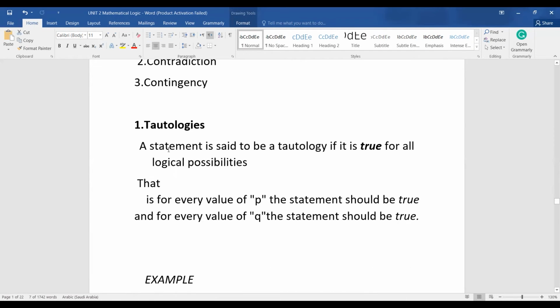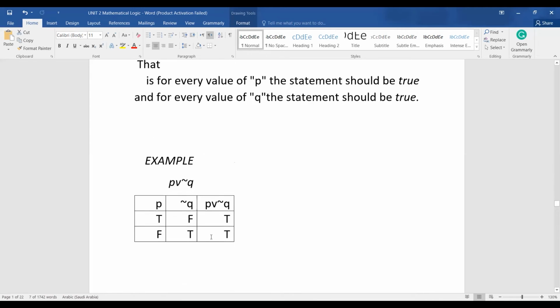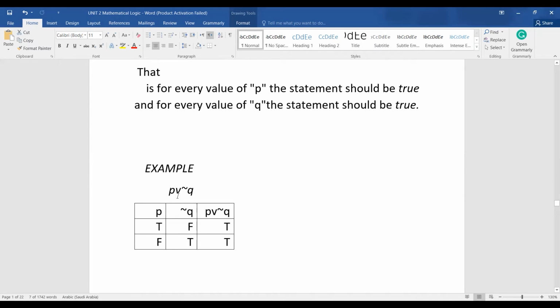First, tautologies. A statement is said to be a tautology if it is true for all logical possibilities. That is, whether the statement P is true or Q is true, only then do we say that the truth table is a tautology. To be clear, with an example, we have P or negation Q. We will call it a tautology if the last column of the truth table is true.